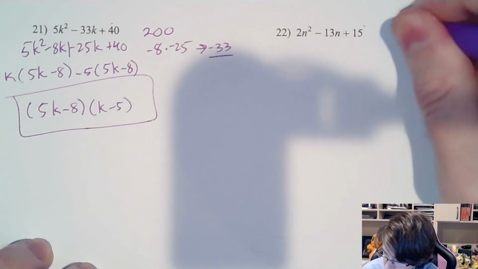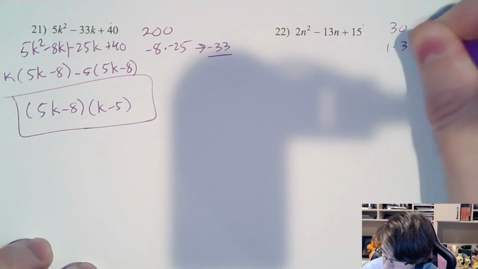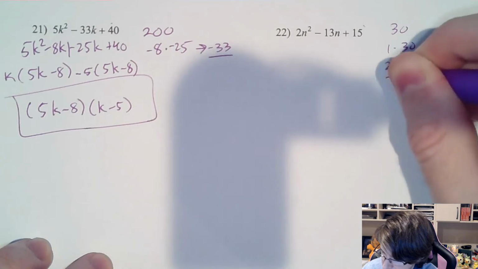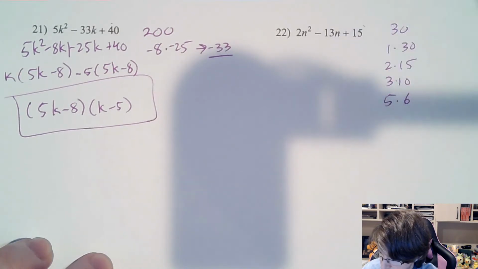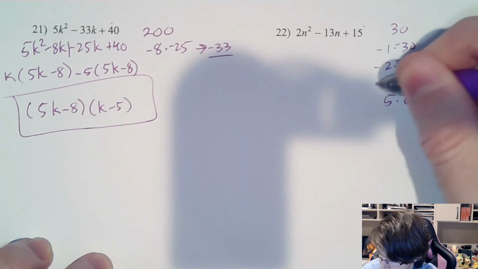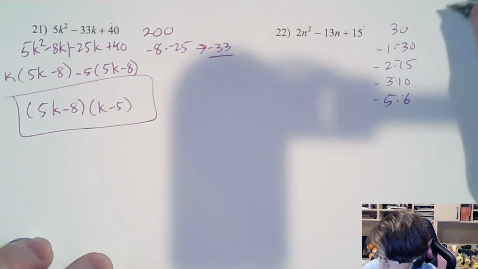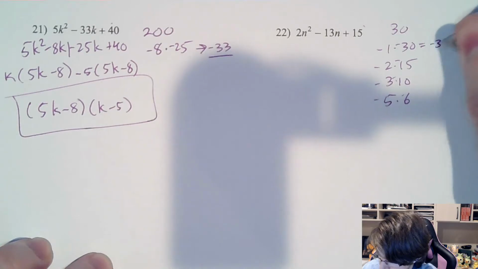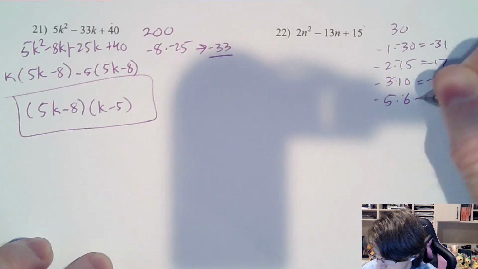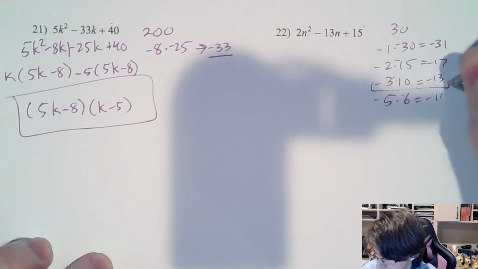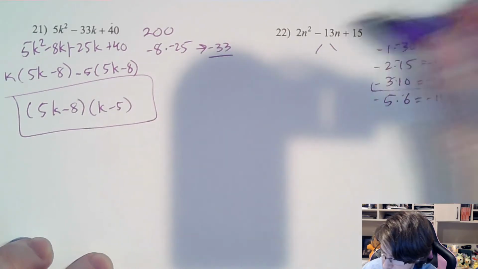2 times 15 is 30. 1 times 30, 2 times 15, 3 times 10, 4 doesn't work, 5 times 6. This is positive, this is negative, that means both of these guys are negative. Adding them all up, this guy adds to negative 31, this guy adds to negative 17, this guy adds to negative 13, this guy adds to negative 11. Our match is right here. So we split these into two.